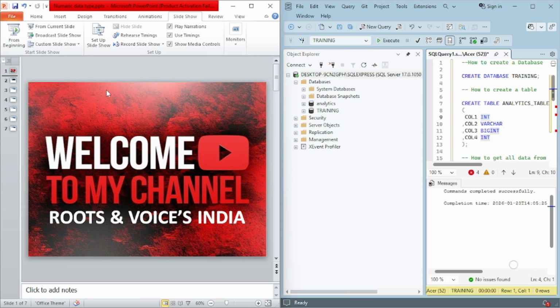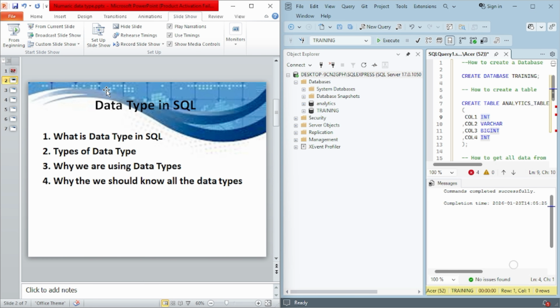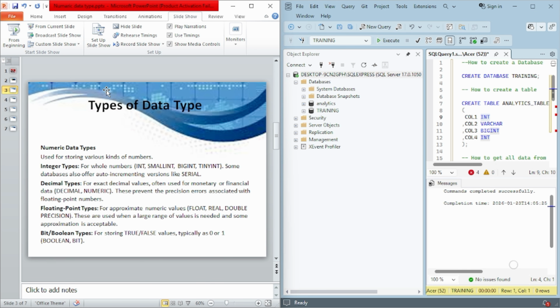Today we will discuss numeric data type in SQL. If you remember, in our last session, we have already discussed what is data type and why we are using data type. Today we will see what is numeric data type and what all functionalities we are having in the numeric data types. The numeric data types are used for storing various kinds of numbers. For example, integer types, decimal types, floating point types, and bit and boolean types.